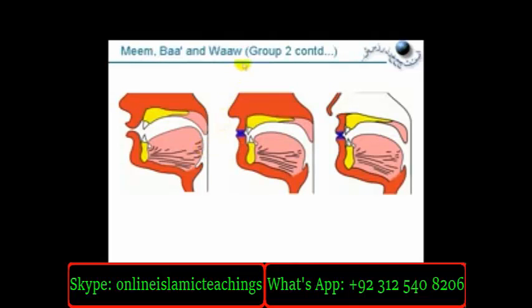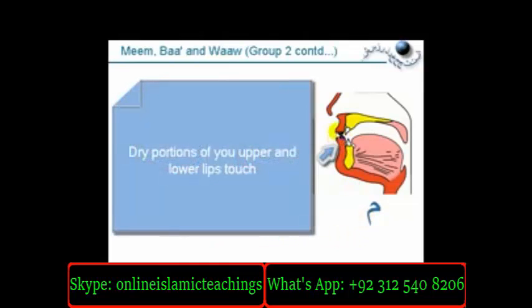The next three letters which are in group 2, so the same group as fa, because it still has to do with the lips, are meem, ba, and waw. So when you say meem, your front two lips come together. However, it's the outer dry portion of your lips that should be touching.